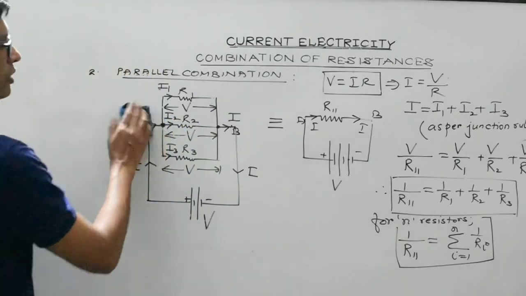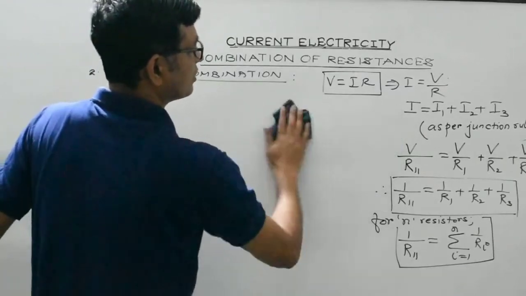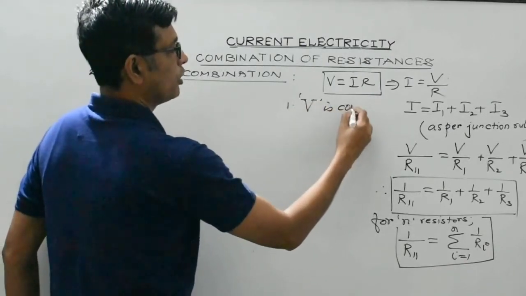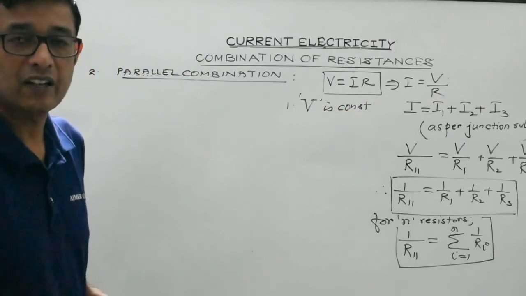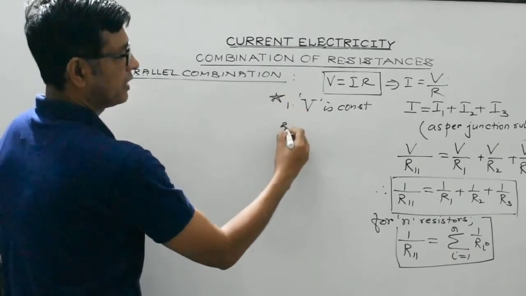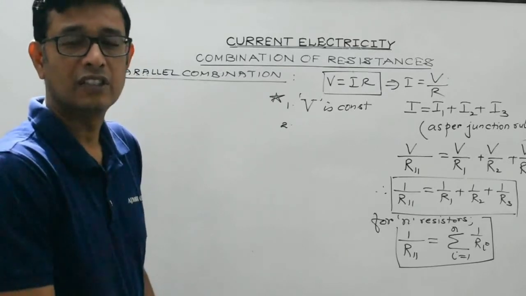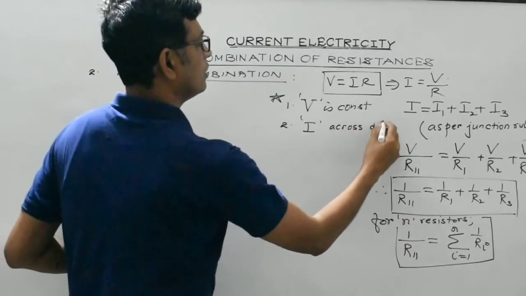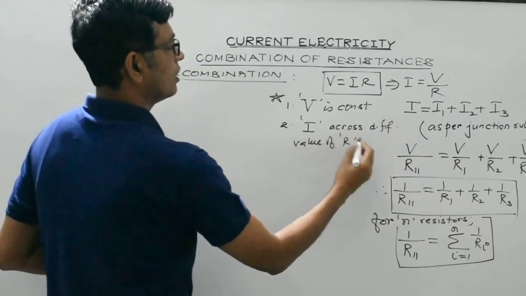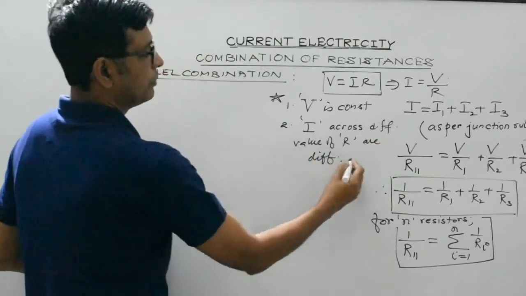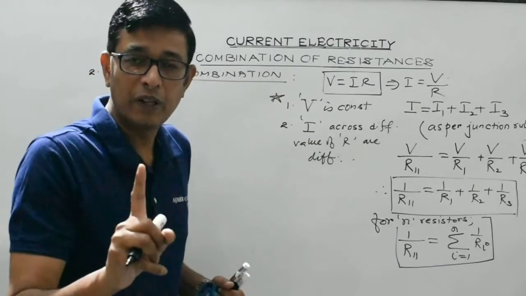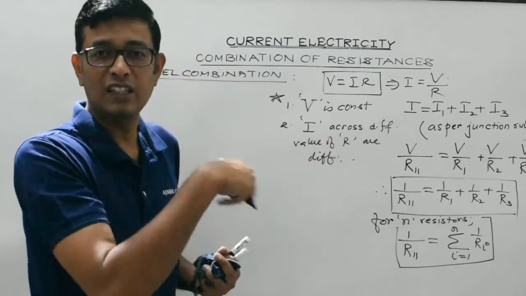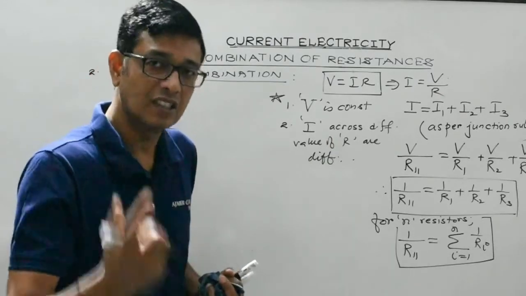So let's discuss some very important points applicable to the parallel grouping of resistors. First and foremost, V is constant. The potential difference across each resistor connected in parallel is always constant. That's the key point. Second, the current flowing across different resistors having different values of resistance is different. It's simply the opposite of the series grouping. In series grouping, current is constant and potential difference is different across different resistors. In parallel grouping, potential difference is constant, while the current flowing across different branches offering different resistances is different, right?